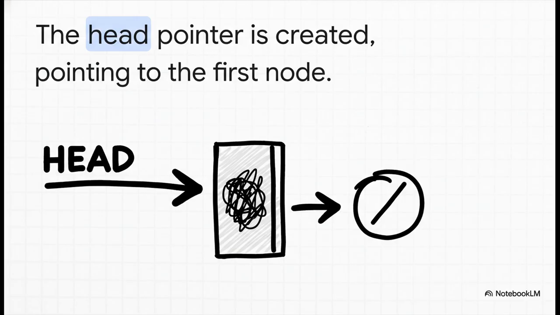So here's our start. We create the head pointer and our very first node. And just like that, the list exists. Now, look closely at that next pointer. It's pointing to something called null. That's basically a stop sign. It's a special value that just means, hey, there's nothing after me. It tells us we're at the end of the line.